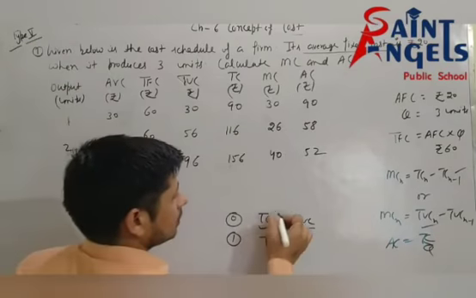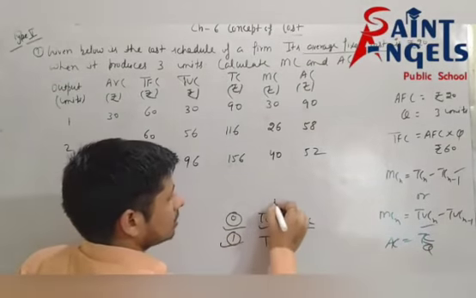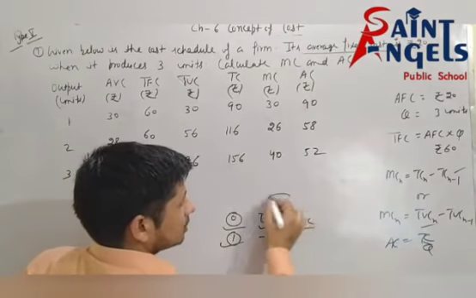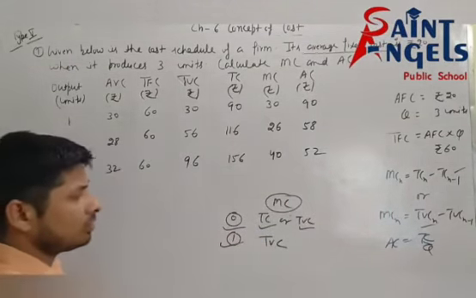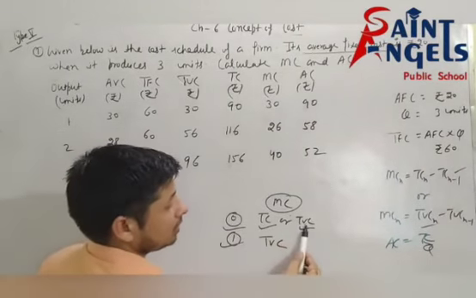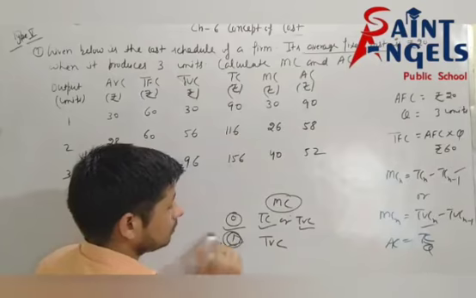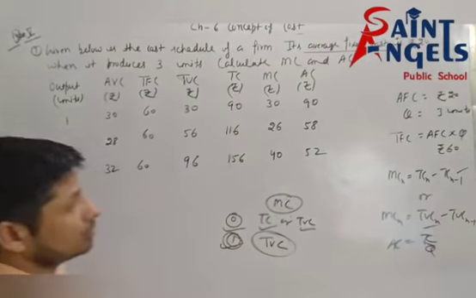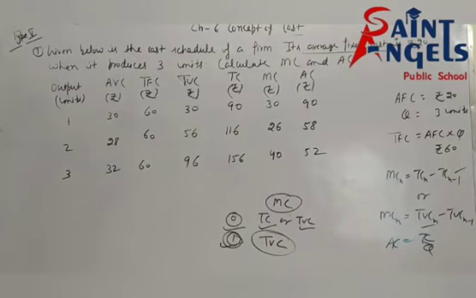But always remember these 2 points which are related to MC. When output starts from 0, then you can calculate MC either with the help of TC or TVC. But when output starts from 1, then you will calculate MC with the help of only TVC. So please pause the video and note down this.